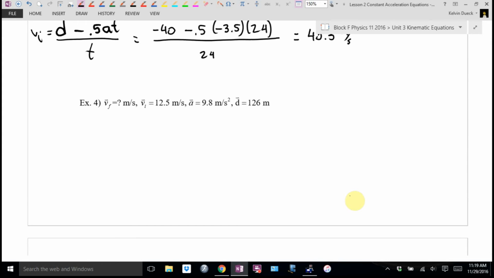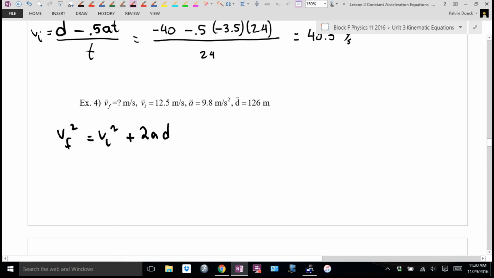McKenna, what are they asking me to find in example 4? All right, folks, I'm looking for an equation that has VF, VI, A, and D in it. Which one? VF squared equals, keep reading. What did you say we're trying to find? I want to get the VF by itself. Do I have it by itself? Almost. I have a VF squared by itself.